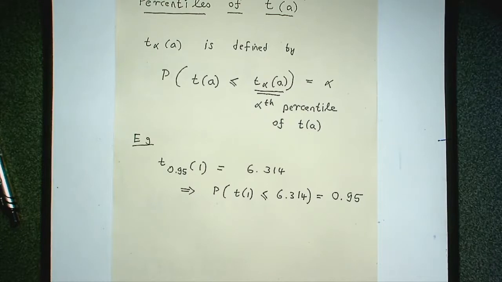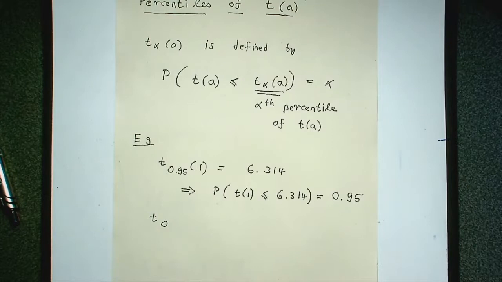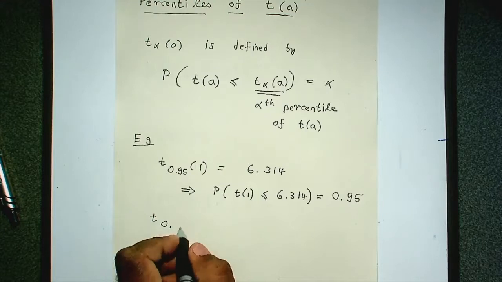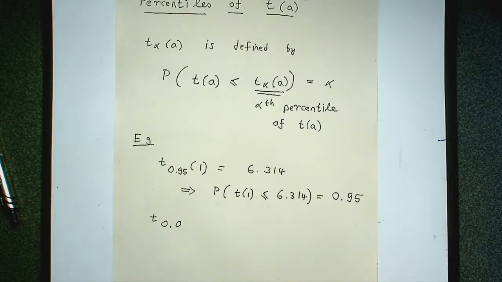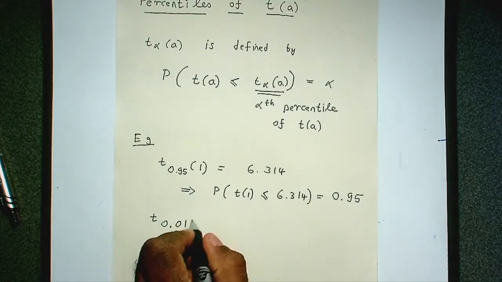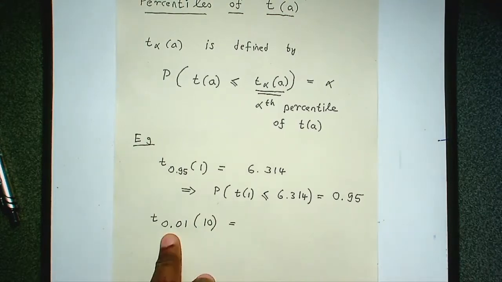If you don't have a copy of this handout, see me after the class, okay? I've got enough handouts. Say, suppose you want to read t at 0.01, right? So this alpha is 0.01, and a is equal to 10.